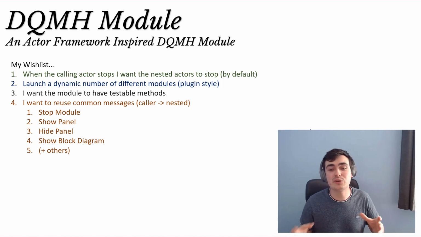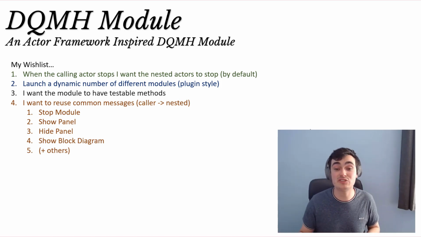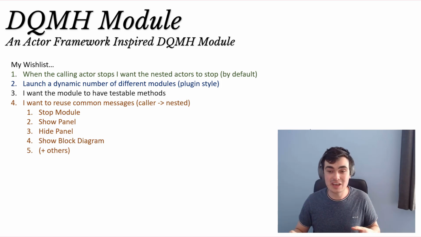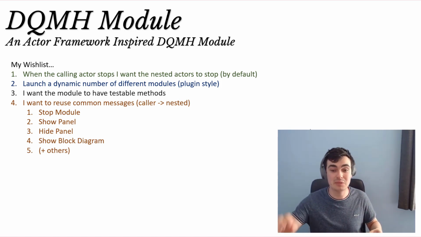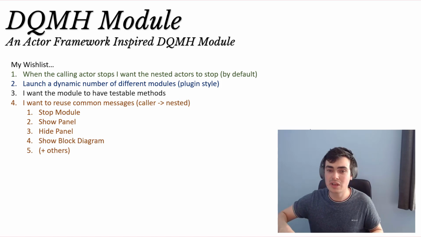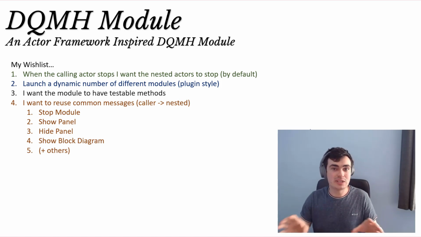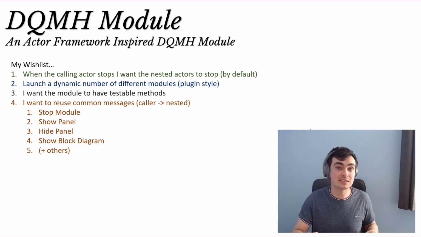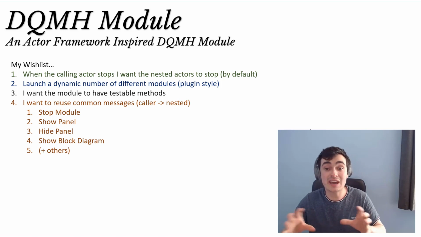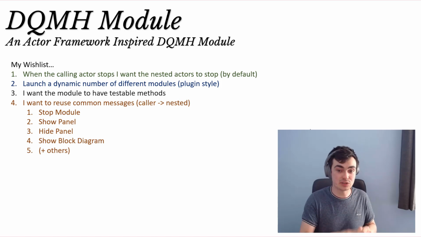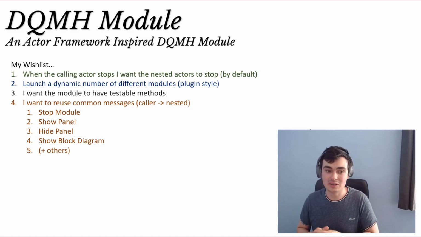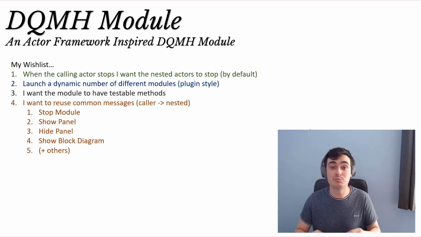And then here are the big ones. I want to be able to reuse common messages. So all messages from the caller to the nested module, like stop module, show panel, hide panel, show block diagram, and I've added a couple more. If I have 20 modules, every one of those modules is able to do these things. And so I want to be able to share that message. I don't want to have to send individual messages to each individual module. I just want to use one message, essentially in a for loop.